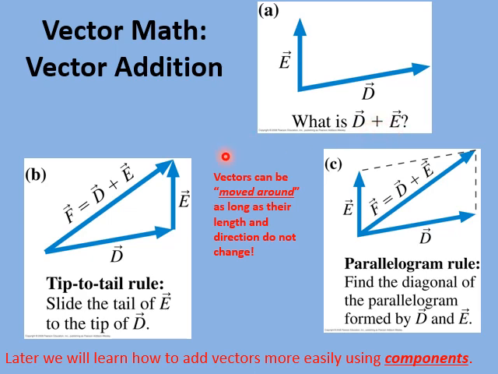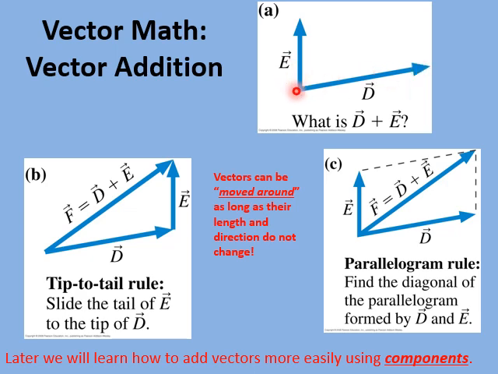So there are a couple different ways to add vectors, and we're going to actually learn 3 different ways in this lecture. The first one is called the tip-to-tail rule, and it's probably the most commonly used one in terms of adding vectors. So the idea here is that a vector can be moved around as long as its length and direction do not change. So in other words, we can take this vector E and we can slide it over here to where the tip of D is, right?